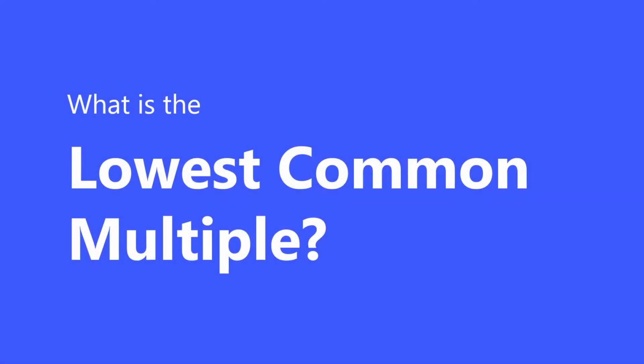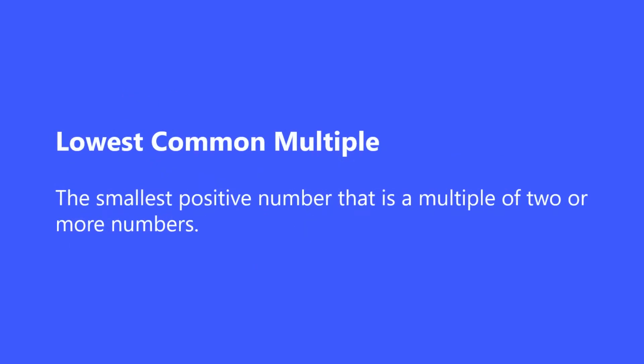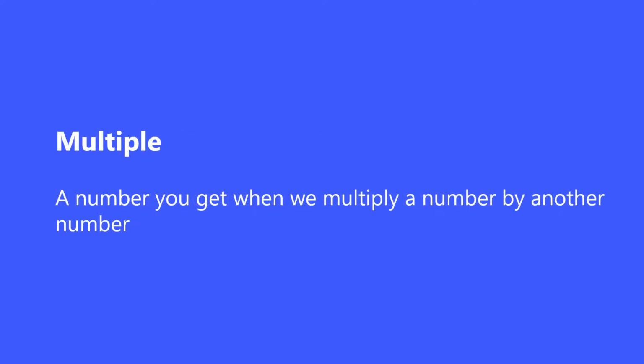What is the lowest common multiple? The lowest common multiple is the smallest positive number that is a multiple of two or more numbers. A multiple is a number you get when we multiply one number by another number. Let's look at some examples.